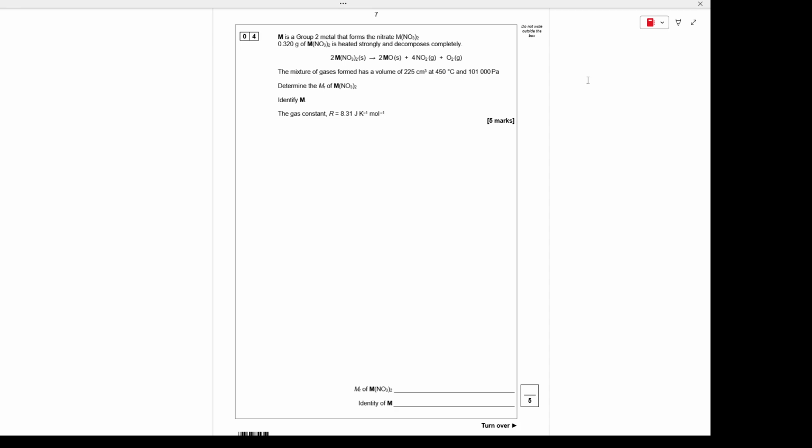So they're telling us that M is a group 2 metal and it forms the nitrate with this formula. And they're telling us that 0.32 grams of this is heated strongly and decomposes completely, and we're going to form this equation, right? And they're telling us that the mixture of gases formed has a volume of 225 centimeters cubed, 450 degrees Celsius, and 101,000 pascals, right? And they want us to determine the MR of the nitrate and also identify M.